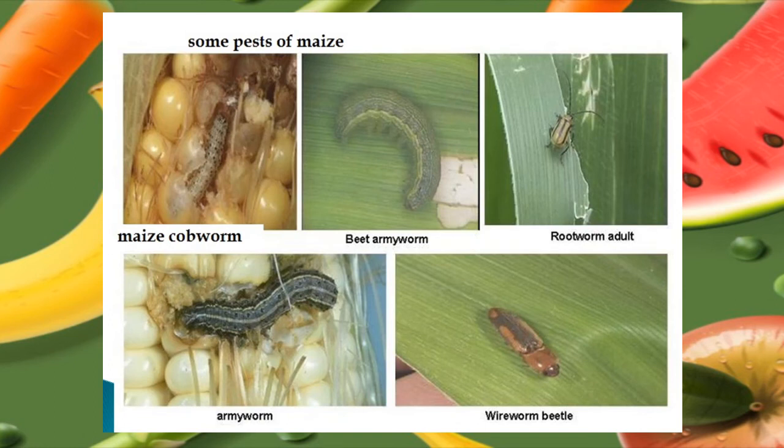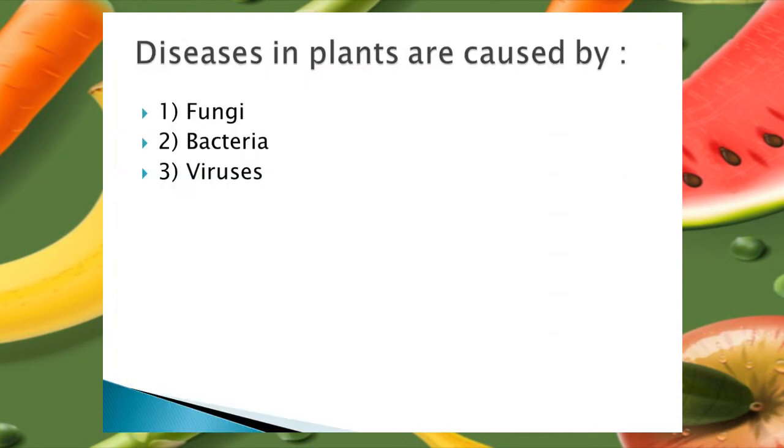Here you can see the picture of some pests of the maize. For example, maize cobworm, then beet armyworm, rootworm adult, armyworm and wireworm beetle. So these are the pests of maize.